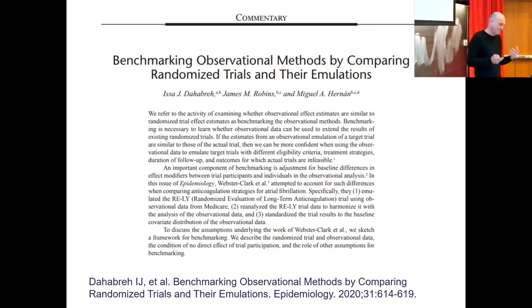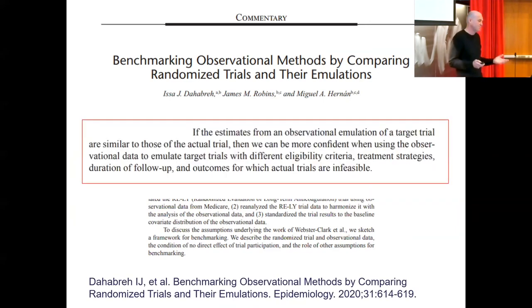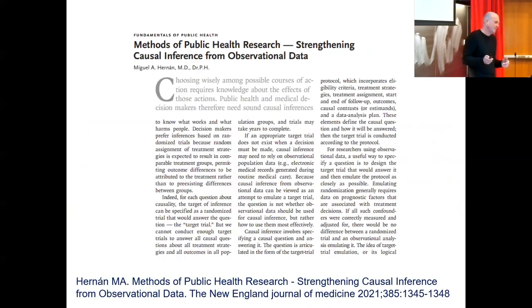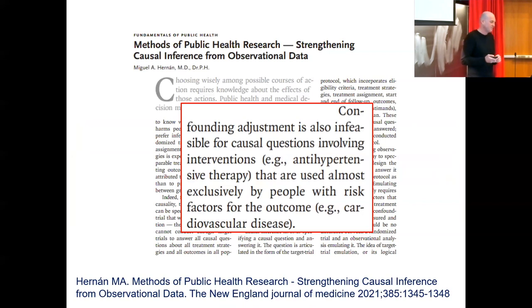And obviously, you benchmark the results of the target trial against your randomized controlled trial, and if you're then looking at some other outcomes, you'd like to show that it works for the outcomes you know. And Miguel suggested recently in the New England Journal of Medicine that maybe the problem with antihypertensive therapy is that they're used almost exclusively by people with risk factors for the outcome.